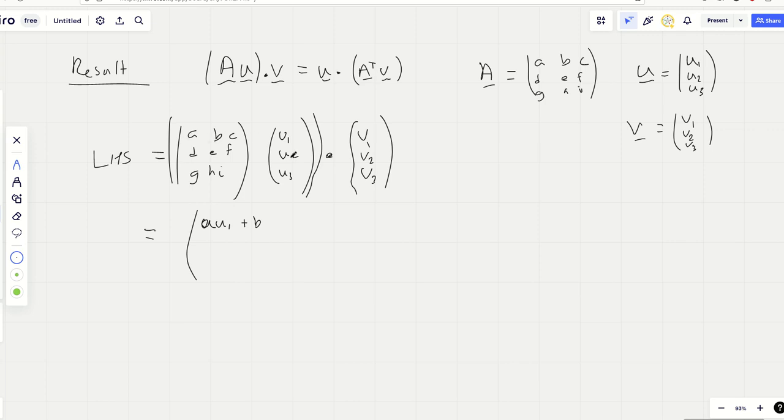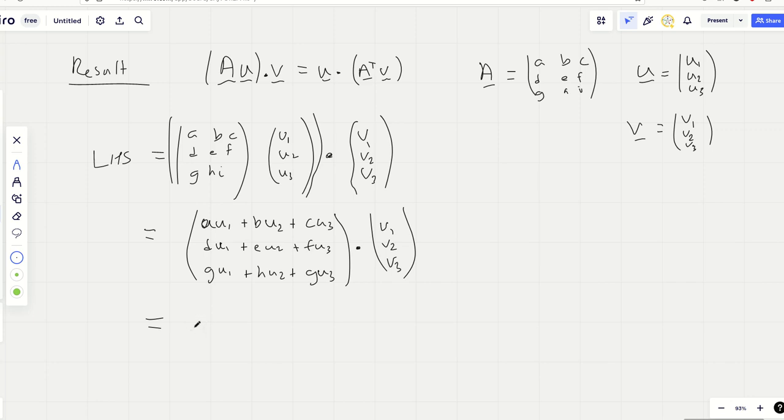Because I'm doing that times that plus that times that plus that times that. I'm then going to subsequently have very similar DU1, EU2, FU3, and then GU1, HU2, plus GU3. And I'm going to be dotting that with V1, V2, V3. Now remember, the dot works different to the multiplied matrix bit because now we're finding a scalar. So the final result is a scalar.